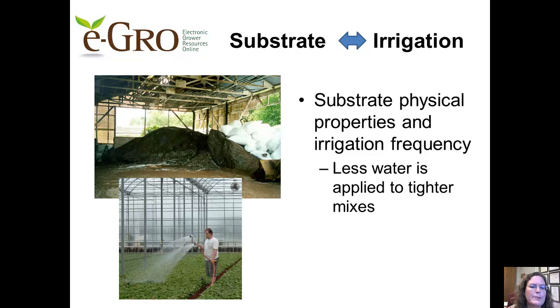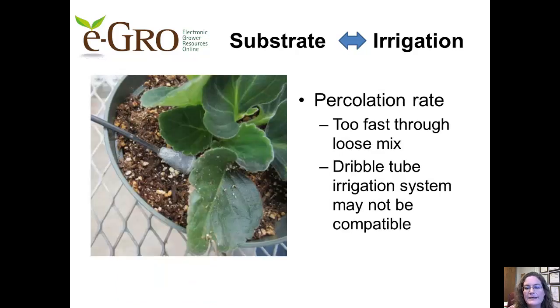Let's begin by thinking about the obvious relationship between a substrate's physical properties and irrigation frequency. Tighter mixes, or those that hold more water, typically require less frequent irrigation because the substrate does not dry down as quickly.